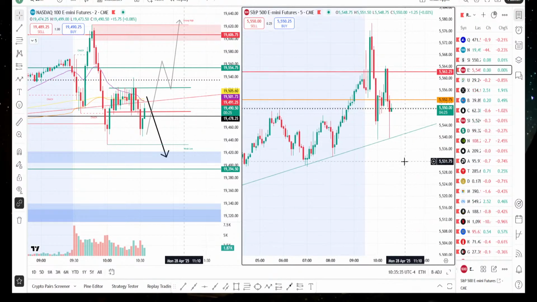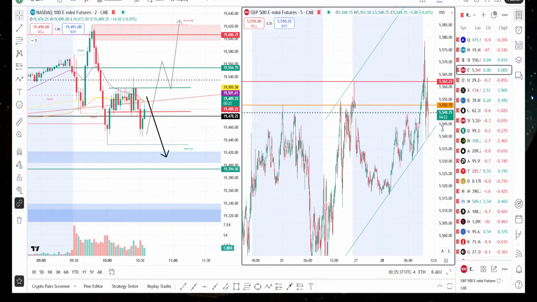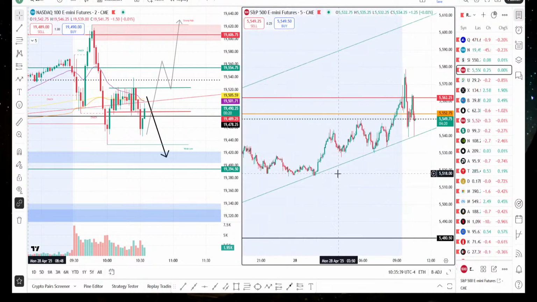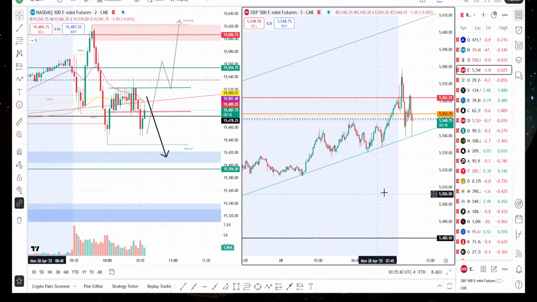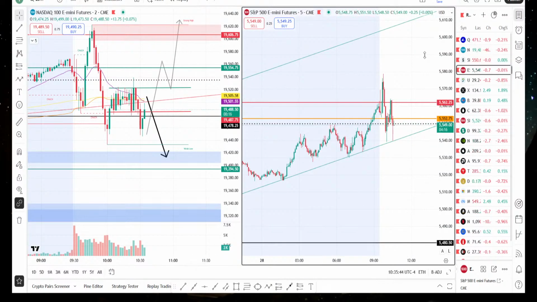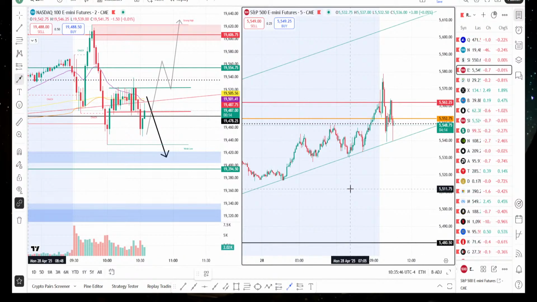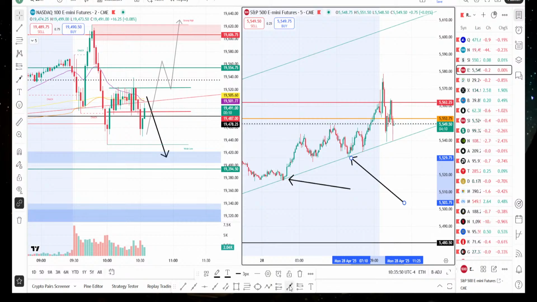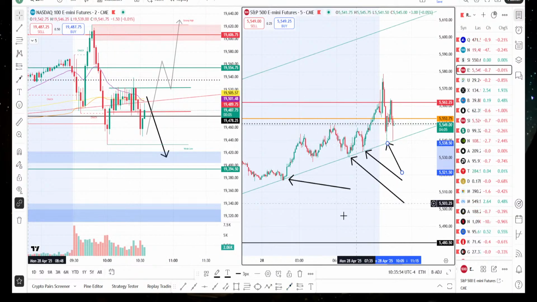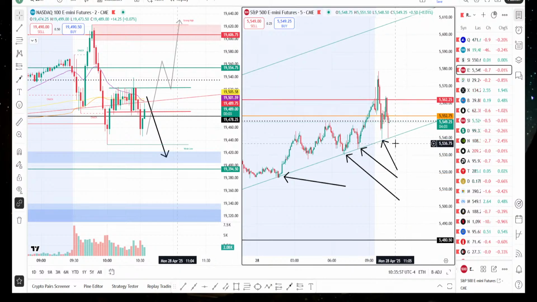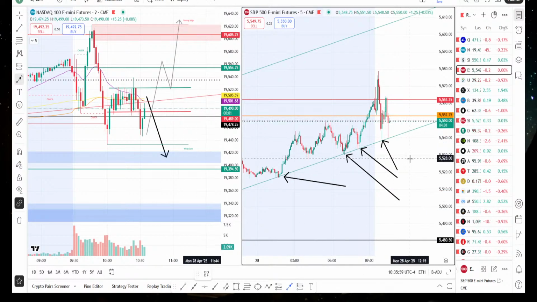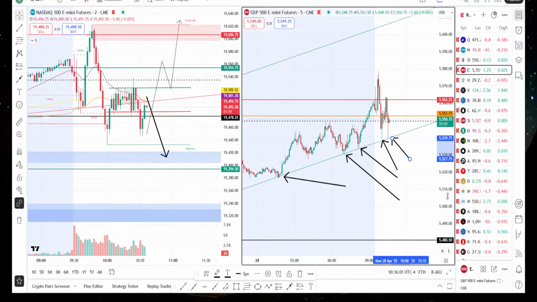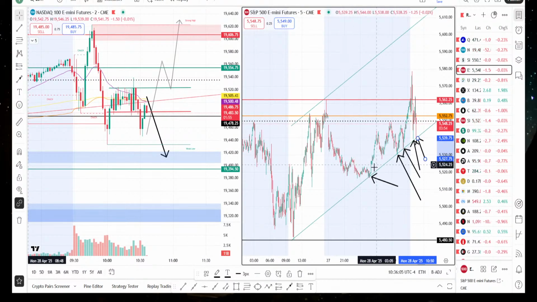On the ES here, notice we're still within this channel, so buyers are still buying the low. I'll show you. Buyers are stepping in each time we hit the low of the channel, and the price keeps getting bought up every time we reach that low of the channel. This is on the ES here.